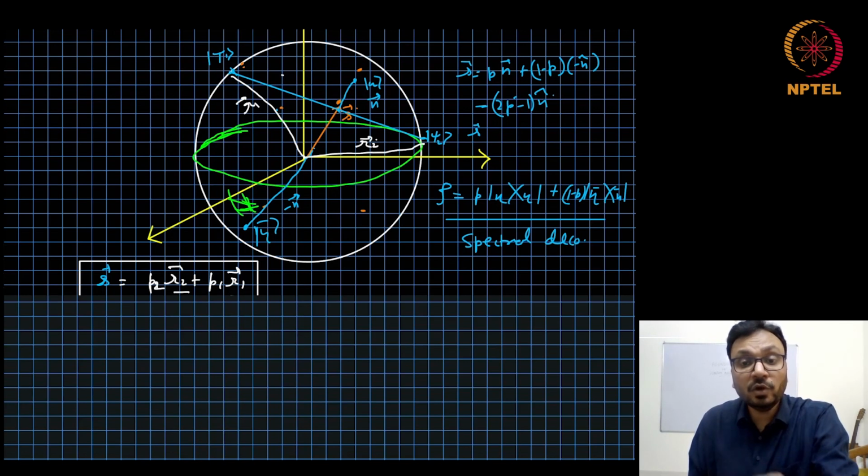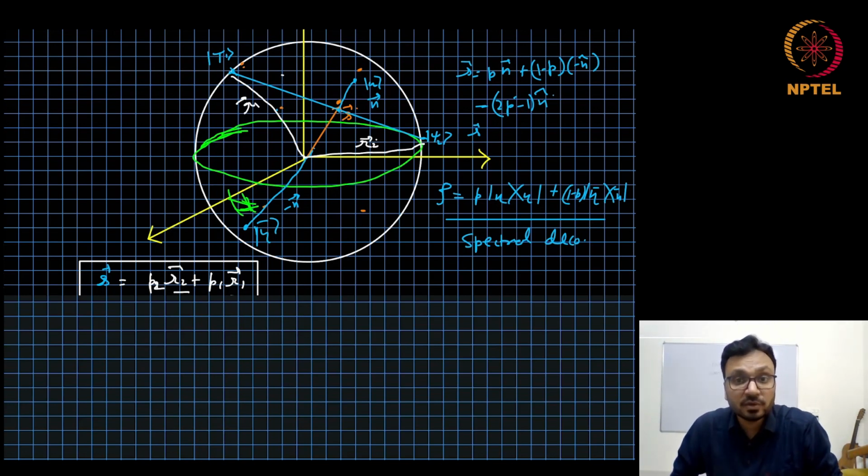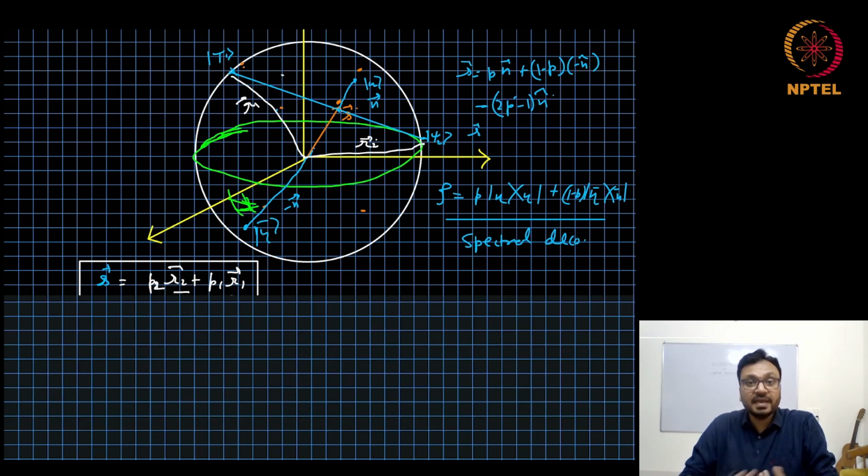Now, how many such lines can we find which pass through rho in this sphere? The answer is infinitely many. We can draw basically any line which passes through rho and cuts the sphere at two places, and we will get a decomposition for the density matrix. If this line happens to be passing through the origin also, then we get a very special case, the spectral decomposition. Now that is the decomposition with two states.